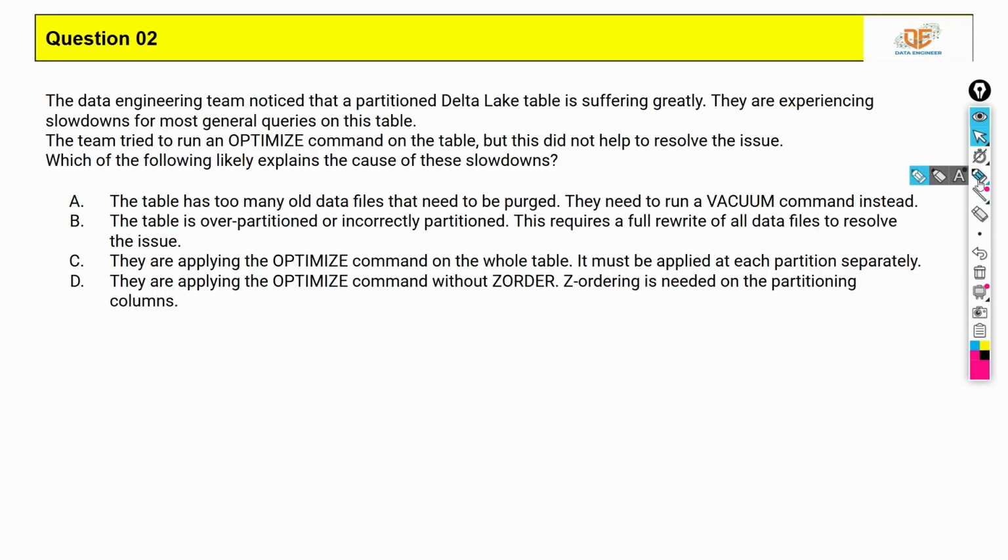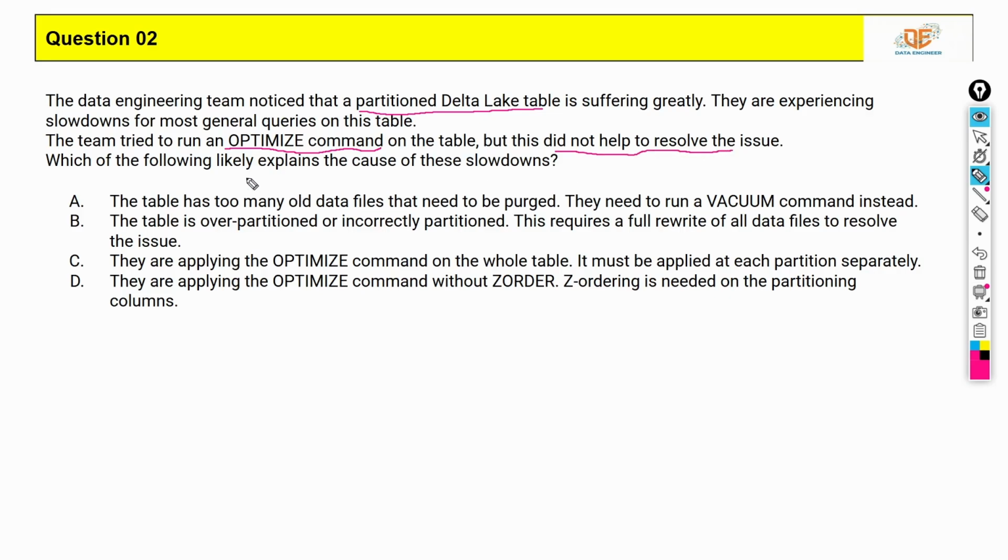Question number 2. The data engineering team has noticed that a partitioned Delta table is suffering greatly. They are experiencing slowdown for most of the general queries on this table. The team tried to run an optimize command on the table, but this did not help to resolve the issue. Which of the following likely explains the cause of this slowdown? Here the keywords are: the Delta Lake table is partitioned. This is one keyword. They tried to run the optimize command, but it did not resolve the issue.